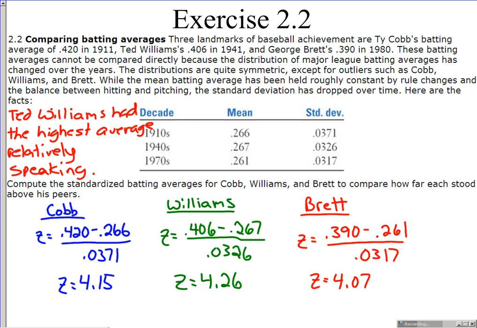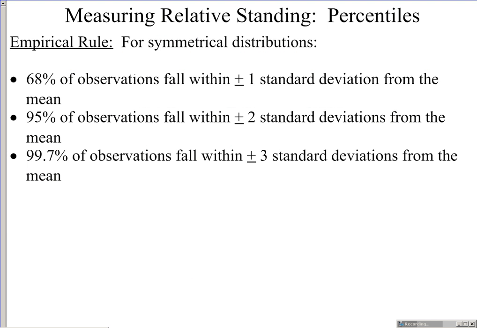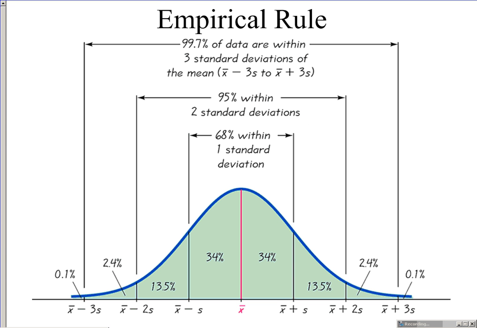So how did they compare to other hitters within each of their generations? Obviously, that season they were quite a bit better than everybody else. We can use the empirical rule then to make some general statements, which we will look at in some examples, graphically looking at the empirical rule. Remember, we're talking only about symmetrical distributions.